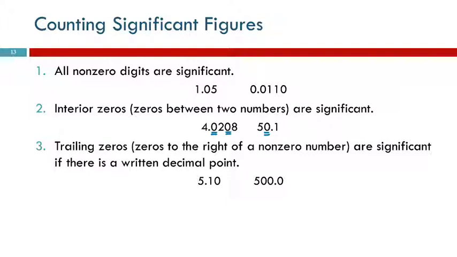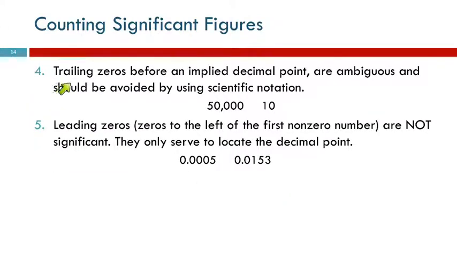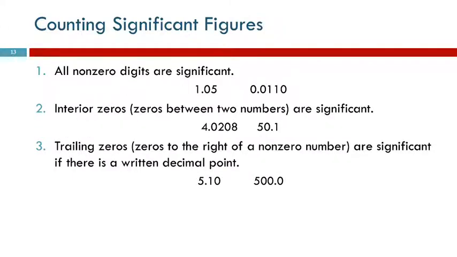Then we have trailing zeros, zeros that come at the end of a number. So here, 5.10, this 0 is at the end. 500.0, these zeros come at the end. These are the trickiest ones because sometimes we count them and sometimes we don't. What makes us count them is if there's a decimal point. These numbers have a written decimal point, and so we do count those zeros as significant digits. If we have trailing zeros with just an implied decimal point, like 50,000 or 10, there's no decimal point written. So the examples with a decimal point are 5.10 and 500.0.